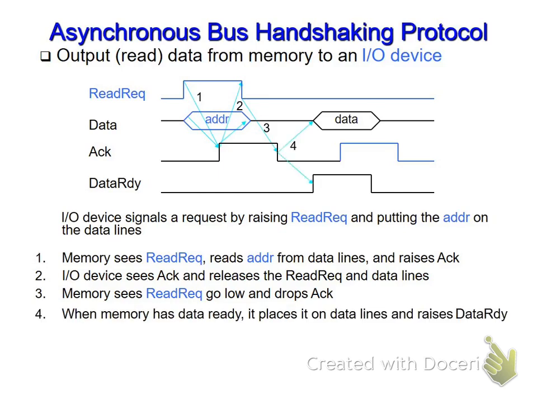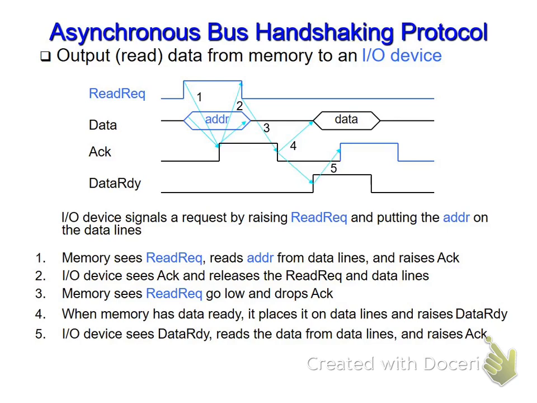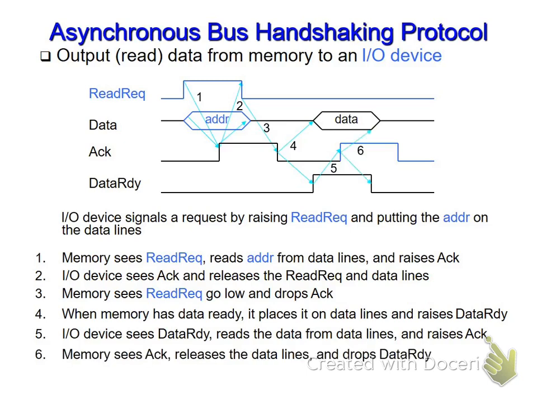Then the memory will send a data ready and will send the data on the bus. And then after that, the input-output device will see the data ready and the data, and then will send an acknowledge. And then if the memory sees that, it will release the data ready, and it will just stop the data. And then the input-output device will see that the data ready goes low. It will just drop the acknowledge.